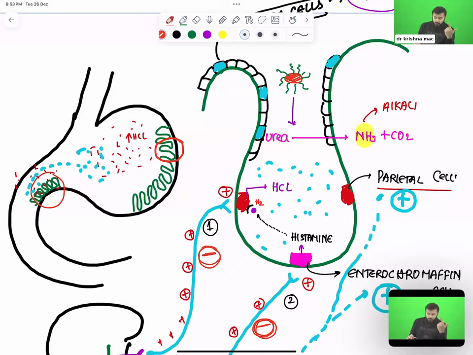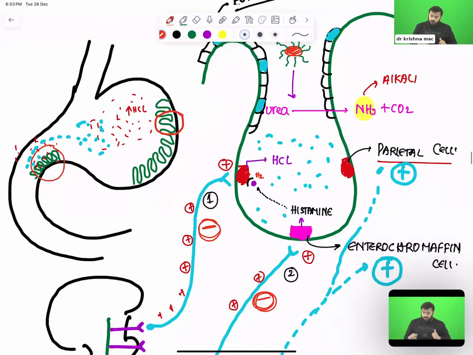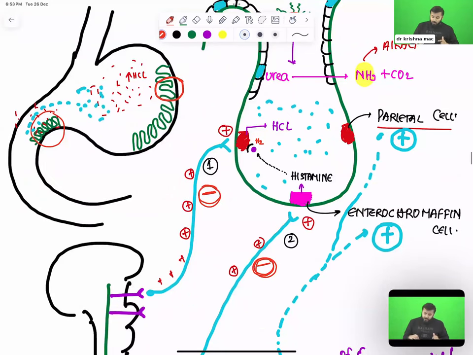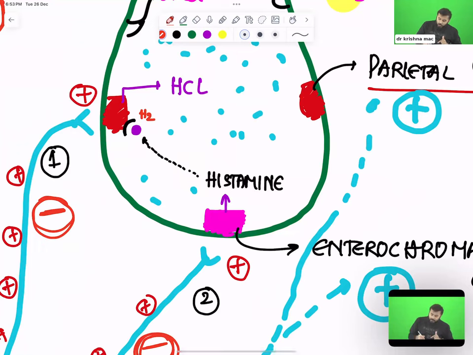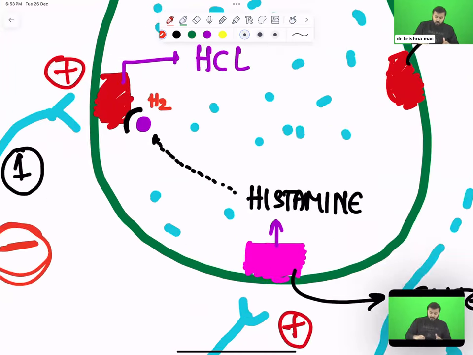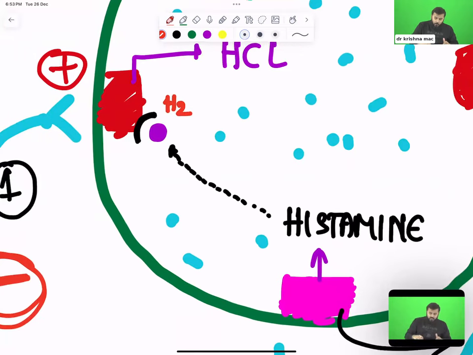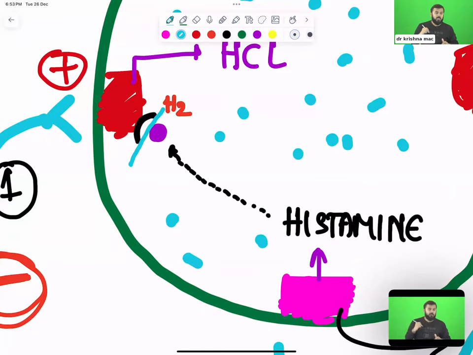Second important thing, what I can do, problem yahan pe kya hai? What is the problem? The problem is, histamine is getting released and going and attaching to the parietal cells and causing release of HCl. So, if I give such a drug, which will directly go and block this H2 receptor, ye H2 receptor ko block kar diya. If it blocks this H2 receptor, do you think histamine will go and bind there?